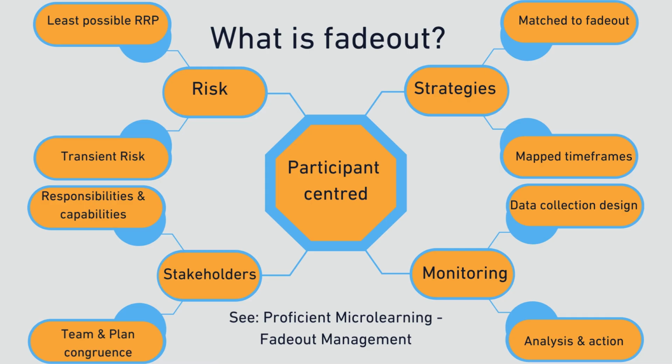So, just a review of what fade out actually looks like in terms of restrictive practices. This particular session deals with managing the implementation of these tasks, but these particular tasks here are covered in the proficient micro learning called Fade Out Management. And I encourage anybody, particularly leaders, to view that proficient micro learning to get an understanding of the key components of risk, stakeholder management, strategy development, and monitoring.